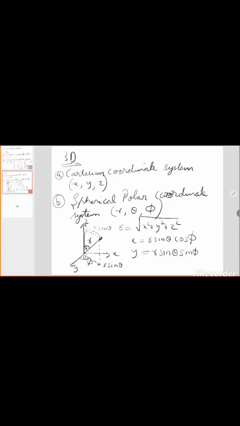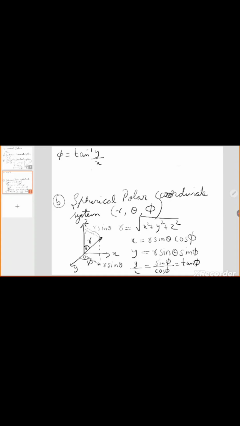Okay, first we got the coordinate r. Now we have to find the coordinate phi. For that we can write y by x as, this r sine theta will get cancelled, so it will be sin phi by cos phi, which is equal to tan phi. Now tan phi is equal to y by x. So phi is equal to tan inverse of y by x, right?